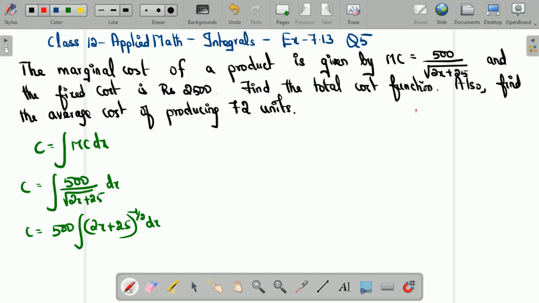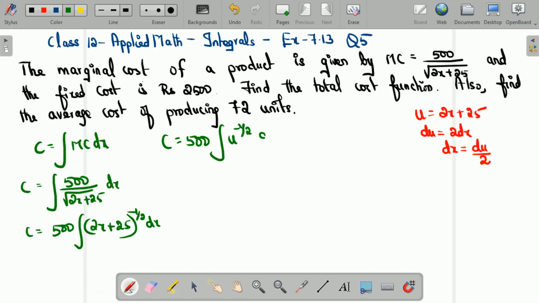Now let's perform substitution. So u is equal to 2x plus 25, which means du is equal to 2 dx or dx is equal to du divided by 2. So let's put all the values in C now. So C is equal to 500 into integral of u to the power minus half into du divided by 2. So see, if you take this 1 by 2 out, C will become 250 into integral of u to the power minus half du.